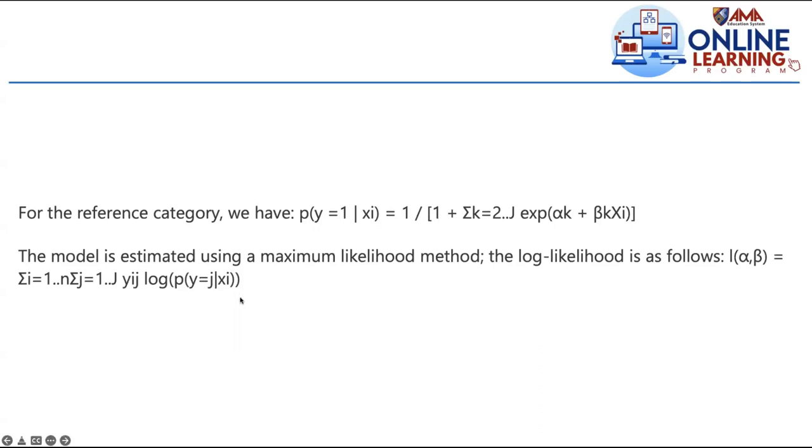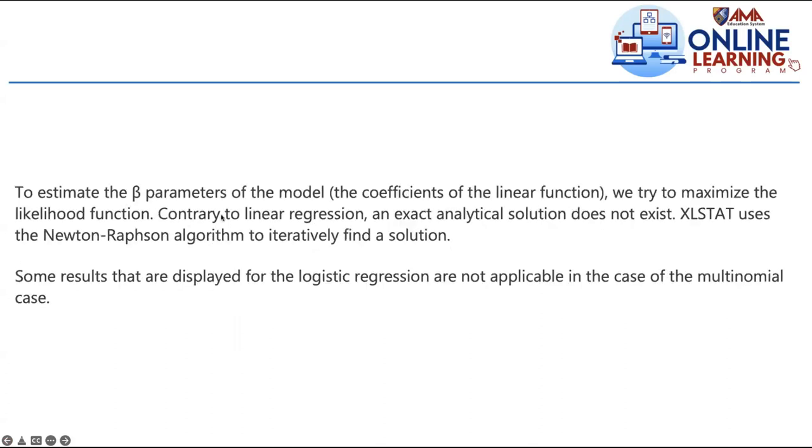This can be explained more in the other PowerPoint based on the YouTube channel if you have time. Otherwise, we'll just focus on this. So to estimate the beta parameters of the model, as I mentioned, the coefficients of the linear variable, we try to maximize the likelihood function.